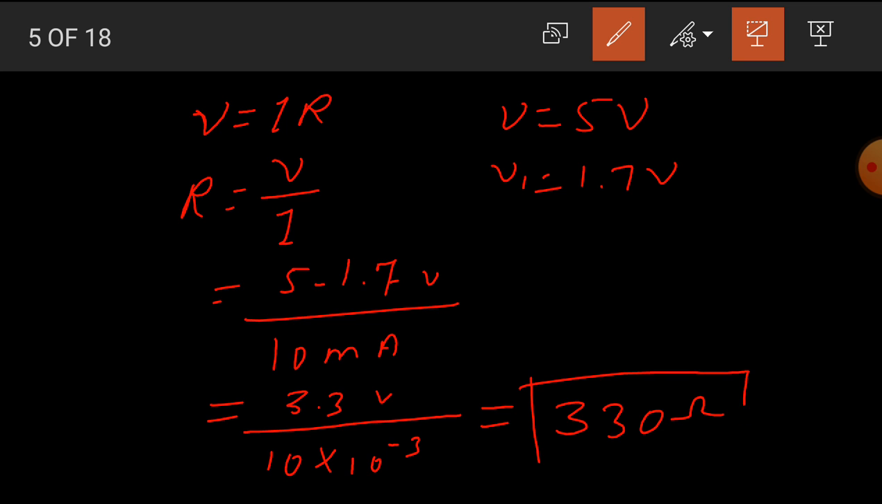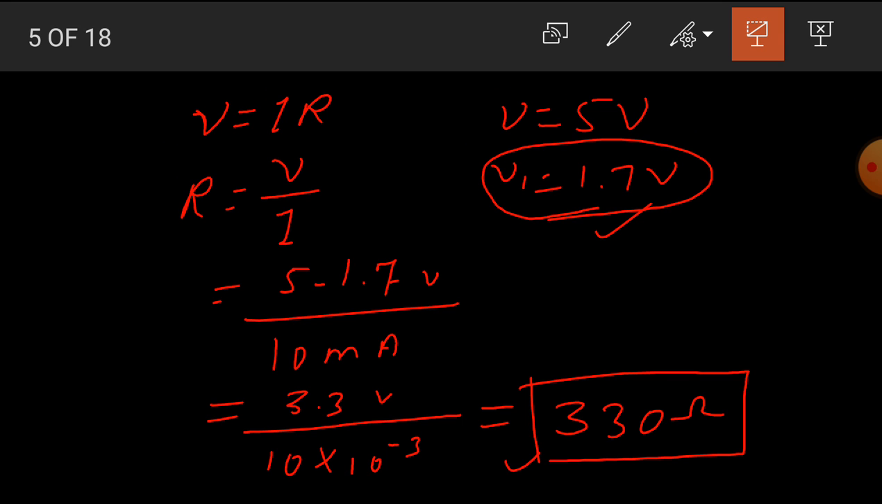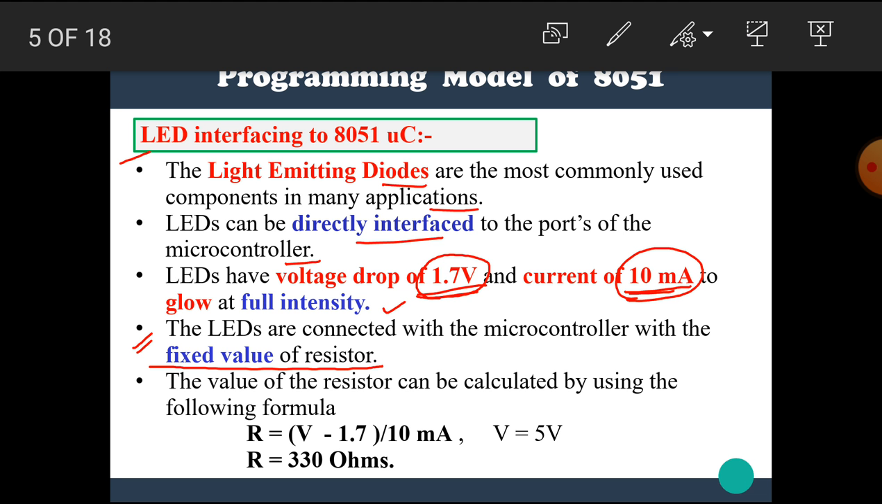That means for interfacing the LED to the 8051 microcontroller we require a 330 ohm resistor. This value changes depending upon the voltage drop across the LED, and it is different for different types of LED. I hope you all understand this calculation and how to calculate the value of the resistor.